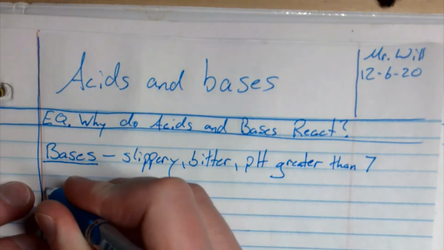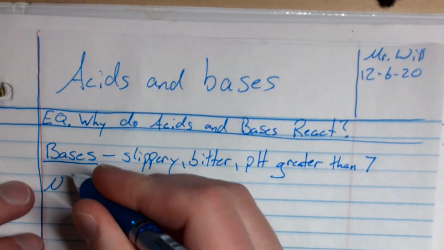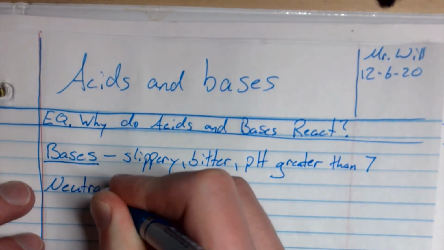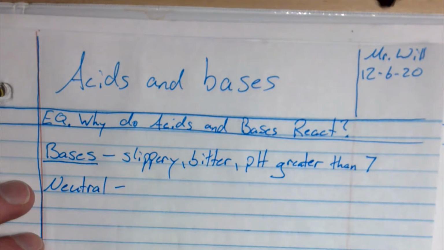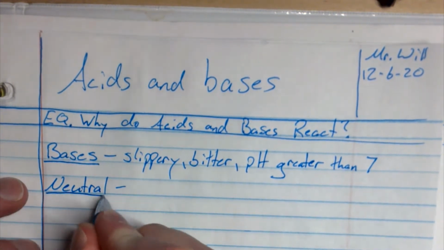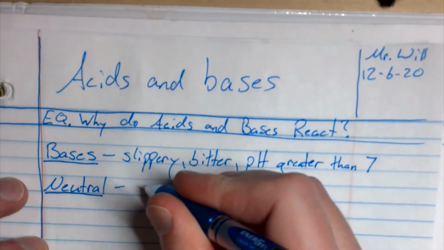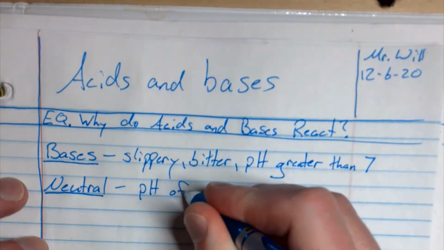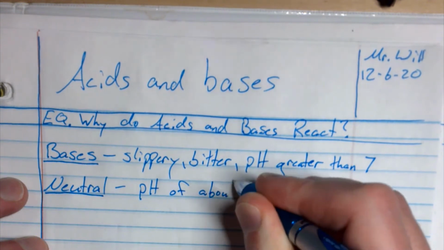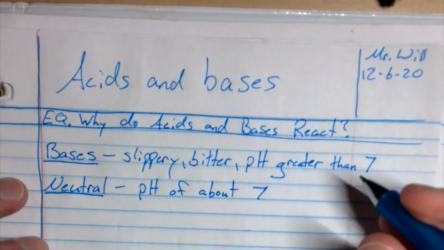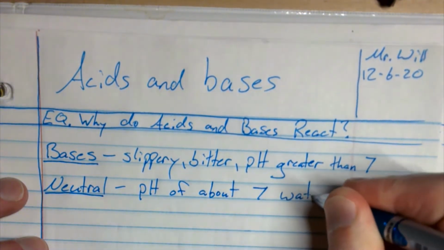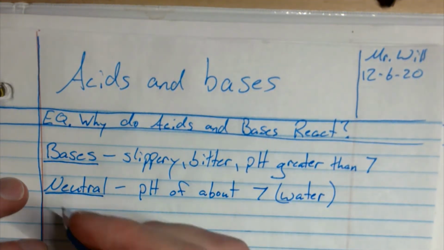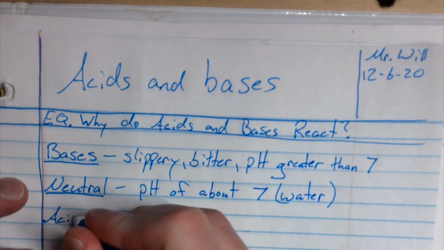Then we have neutral, which is obviously in the middle of bases and acids. So that's a vocab word. And this is just going to have a pH of about 7. And that would be like water. Water has a pH of about 7. That's our example. And then finally we have acids.